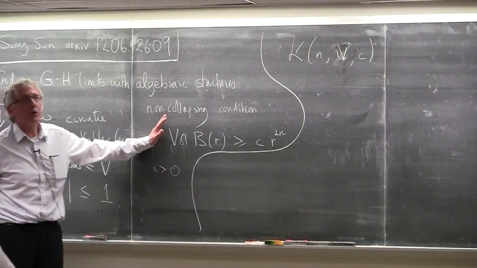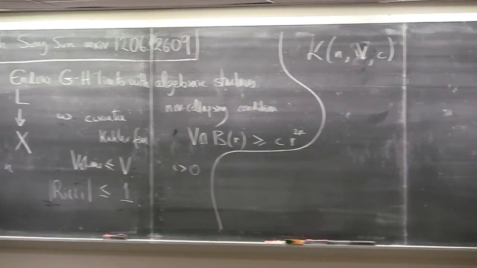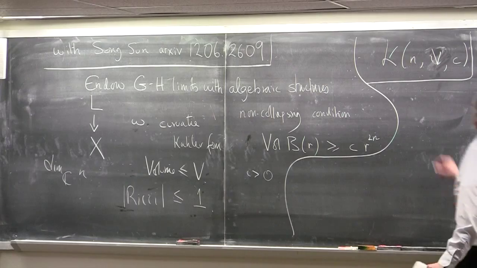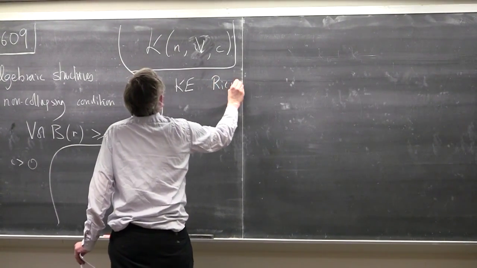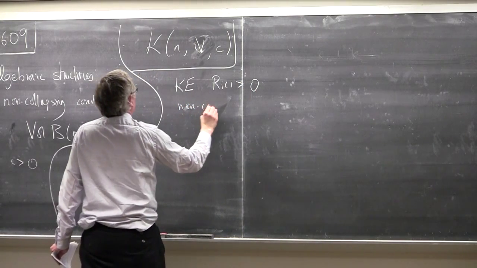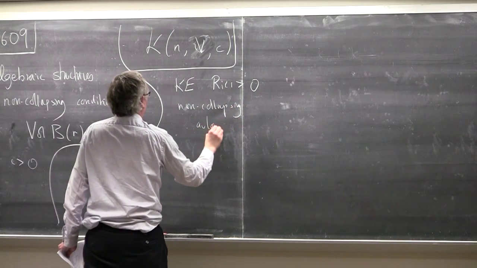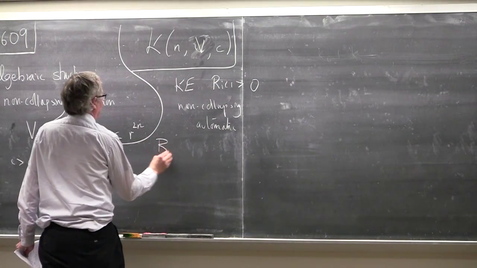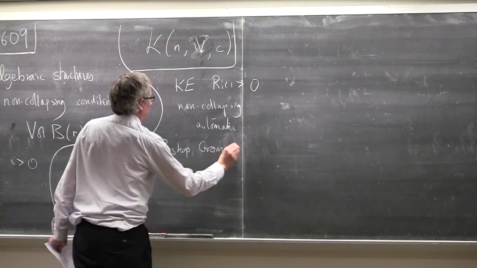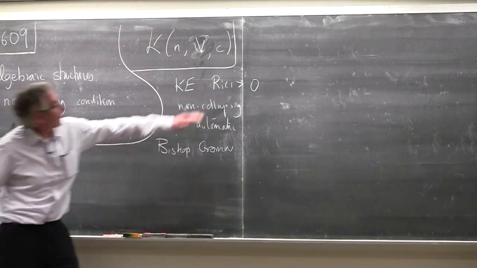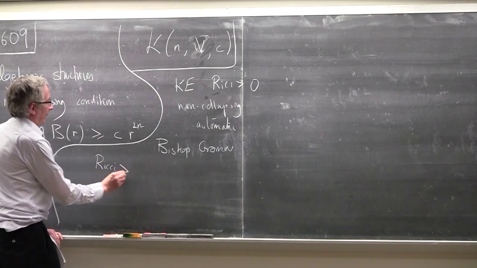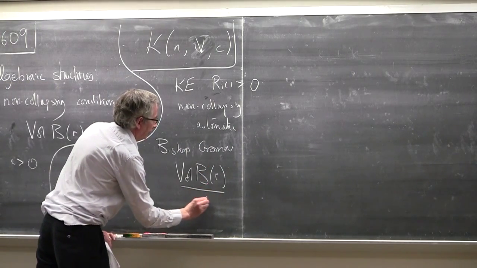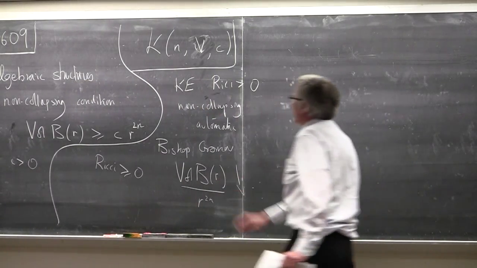So this volume non-collapsing condition then follows automatically from a standard argument from Myers' theorem, again as appeared in Hayo's talk. So if you have Kahler-Einstein with Ricci positive, then the non-collapsing is automatic for a suitable constant c, which you can calculate. This follows from the Bishop-Gromov monotonicity property: in the case of positive Ricci curvature, if we take the volume of a ball about a fixed point of radius r and divide by r to the 2n, then this is decreasing. It's a function of r.